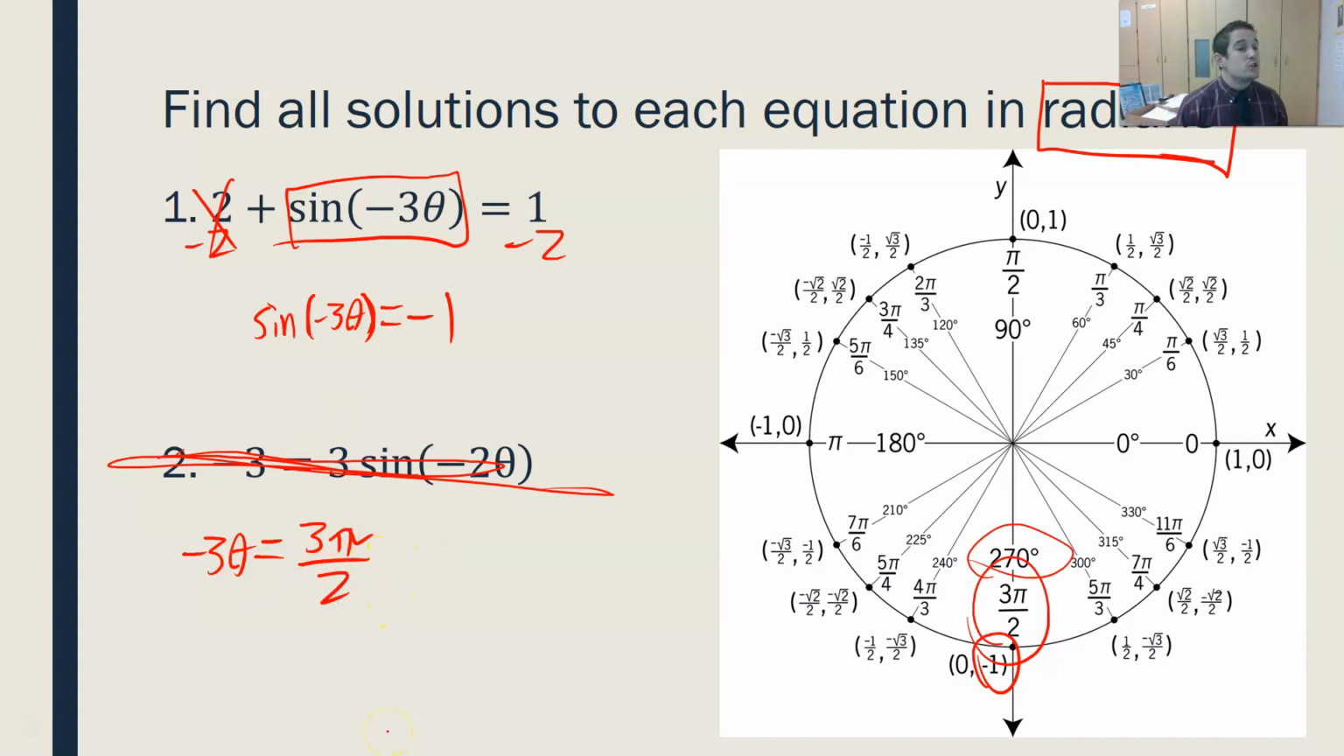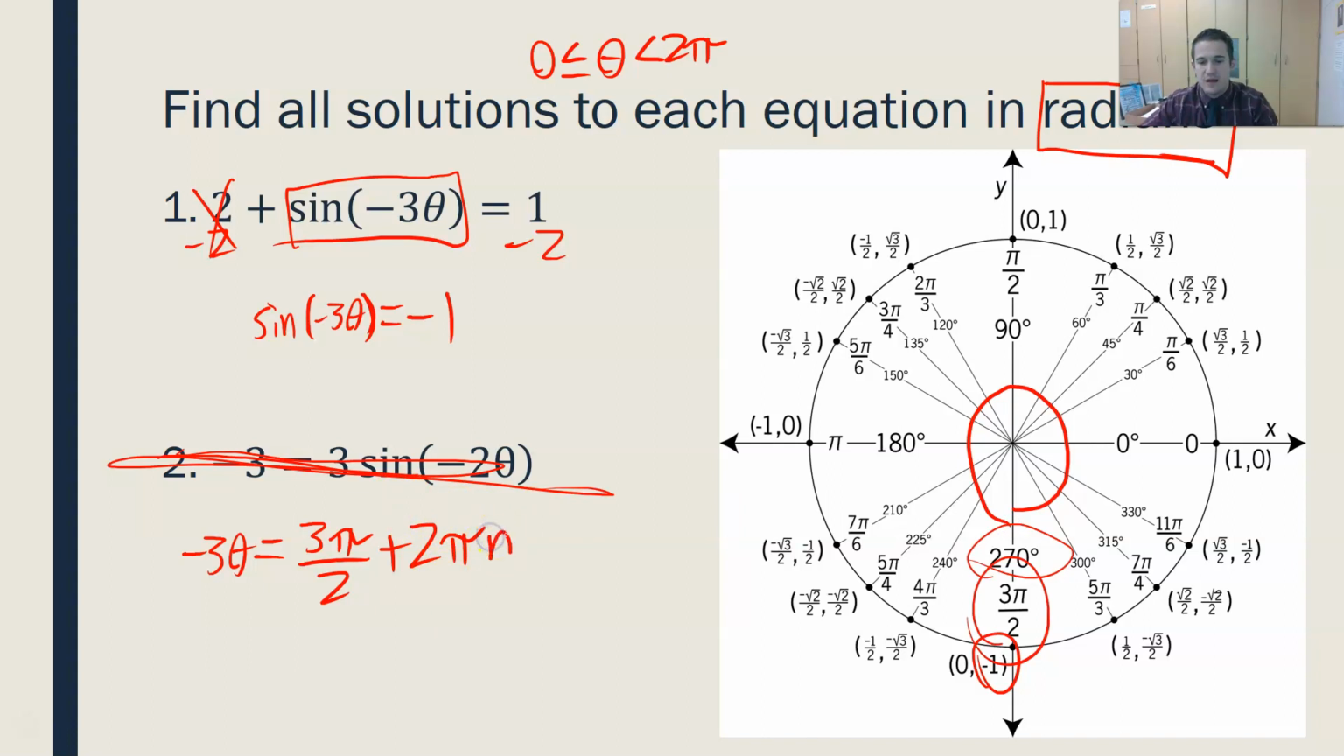But that's not my only solution, right? If I gave you a boundary, like on these problems, I would, in the past, say, give me an angle between 0 and 2 pi, for example. But now I'm not giving you a restriction. I'm not giving you a boundary. So technically my answer is going to be 3 pi halves plus a full rotation around my circle, which in radians is 2 pi. So 3 pi over 2 plus 2 pi n. I'm going to write that n on the end so I know that I'm going 2 pi times around the circle as many times as I want.